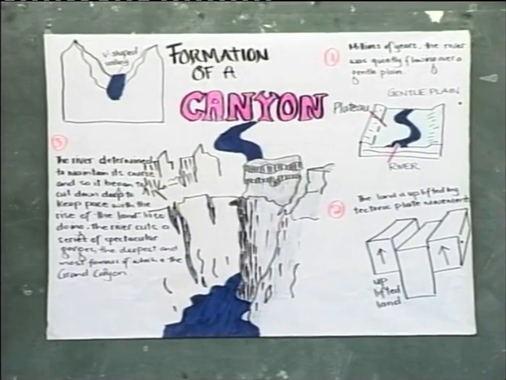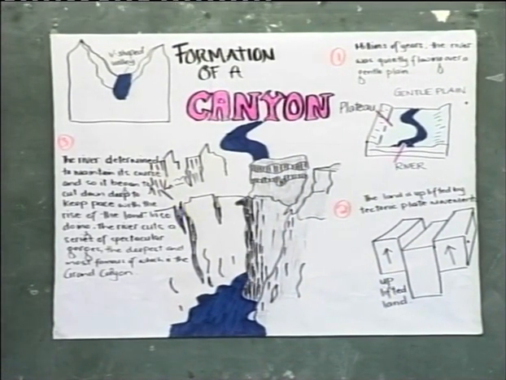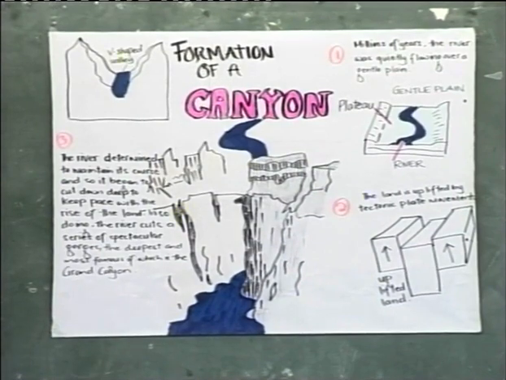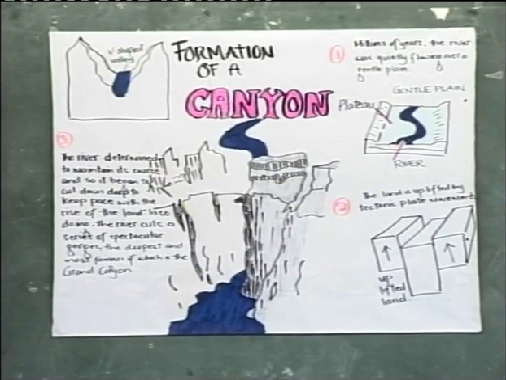I'm going to explain the formation of the Grand Canyon. The Colorado River has cut a gorge 1.6 kilometers deep and 480 kilometers long into the Colorado Plateau. Because of its size, it is called a canyon.